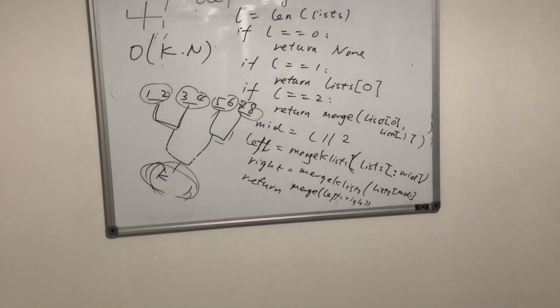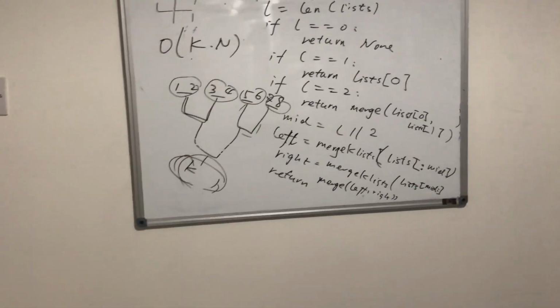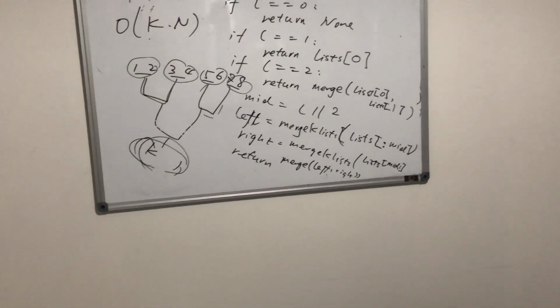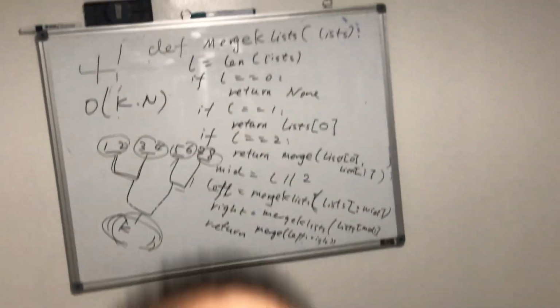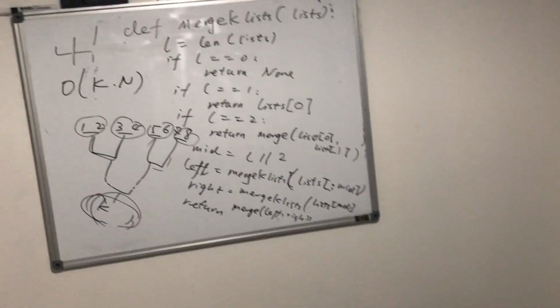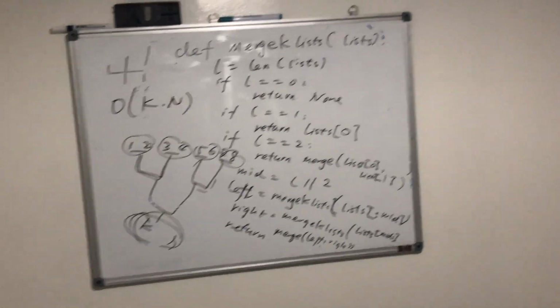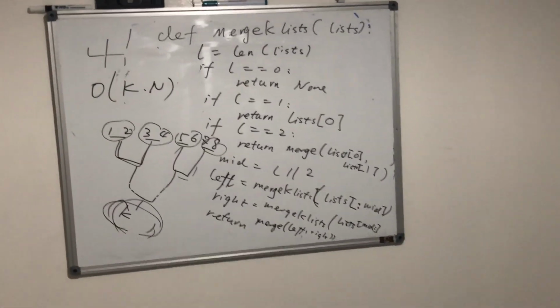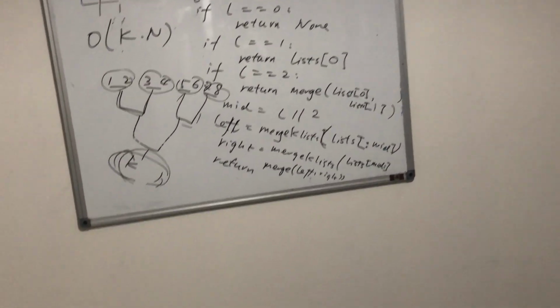We learned to merge two sorted lists, and we apply this technique to merge K sorted lists. What's the complexity? OKN. Okay, that's it for today.